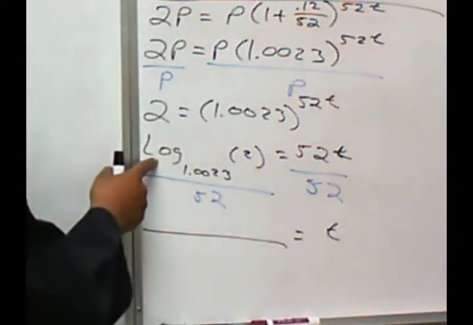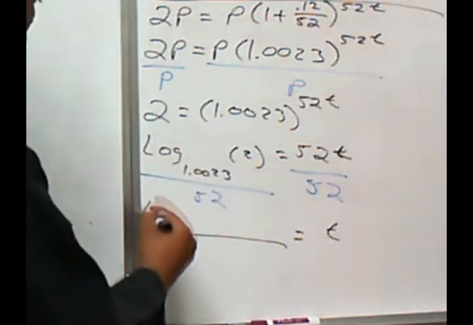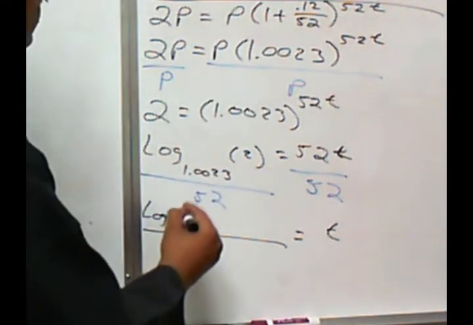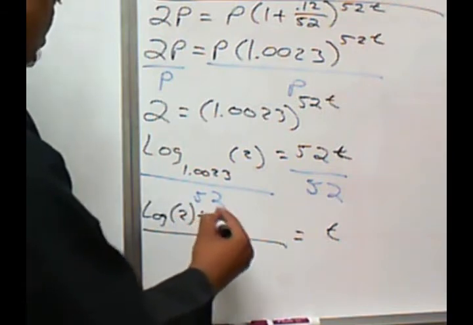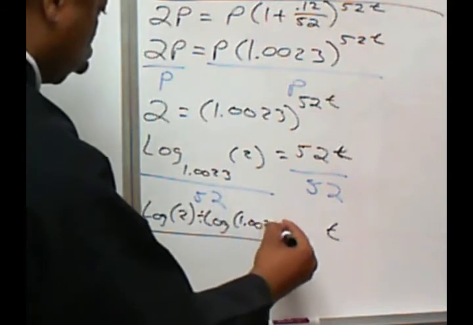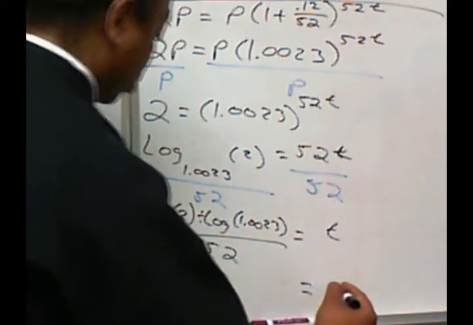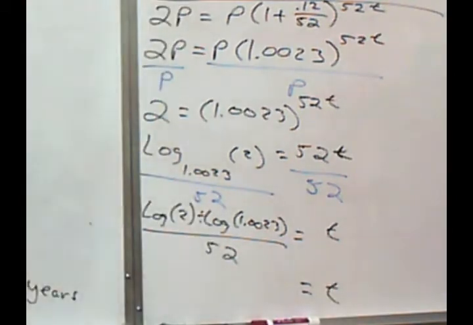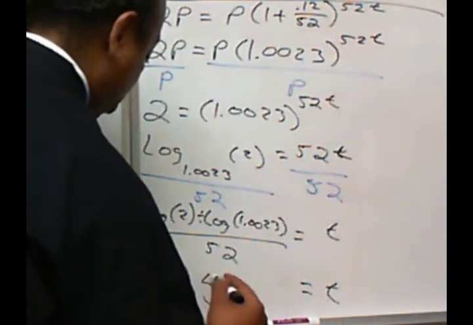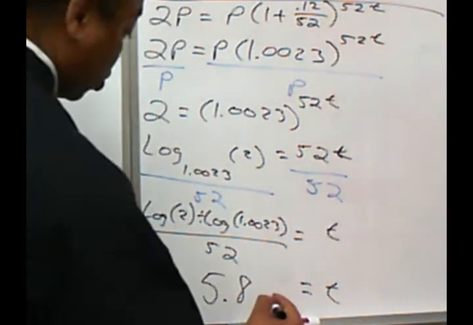And in order to take the log base 1.0023 of 2, we have to find the log base 10 of 2 and divide that by the log base 10 of 1.0023 and divide all that by 52. Okay, when we divide that, we're going to get just under 6 years, 5.8 years.